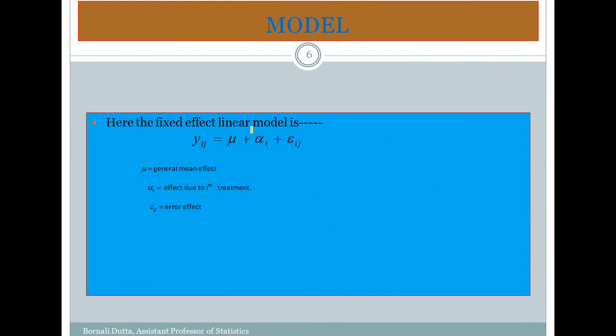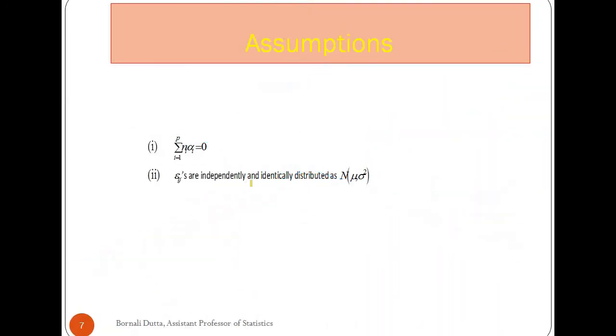Here the fixed effect linear model is Yij is equal to mu plus alpha i plus epsilon ij, where mu represents the general mean effect, alpha i represents the effect due to the i-th treatment and epsilon ij represents the error effect. Here the assumption is that summation of ni alpha i over summation ni is equal to 0 and the errors, that is denoted by epsilon ij's, are independently and identically distributed as normal with mean 0 and variance sigma square.